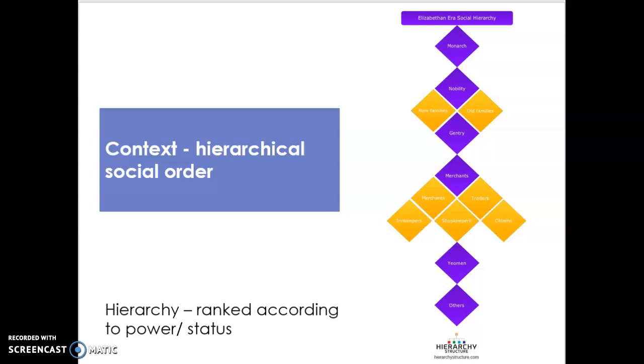And on the right of the screen, you can see there's a little diagram that shows that. And obviously the monarch, the king or the queen, the king in the case of by the time Macbeth was written, is right at the top. His status and power is unparalleled by anyone else. Below him, we've got the nobility, dukes, duchesses, thanes in the case of Macbeth, the gentry, the wealthy people who own land, merchants, yeomen and others. So a really clear sense that your status and your position in society was defined by your wealth and your position.